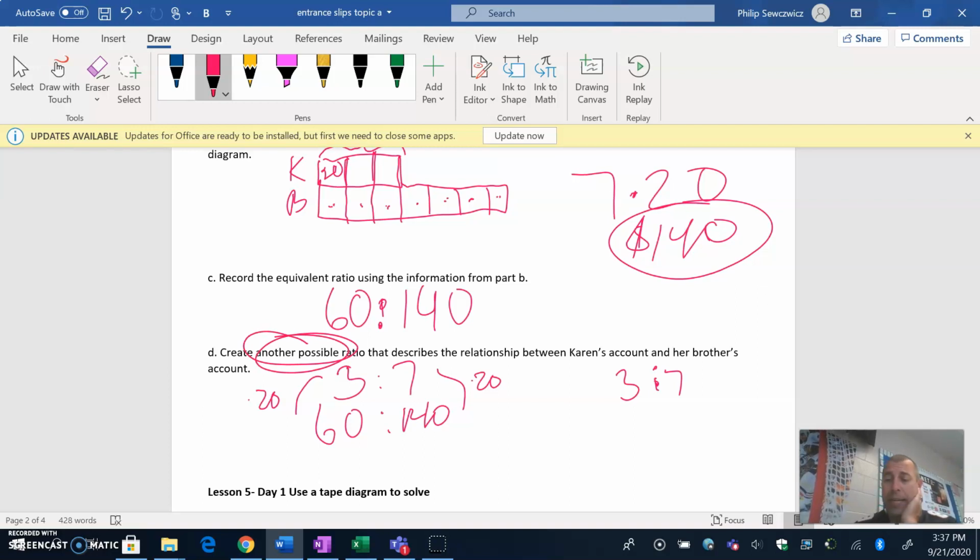So you could make it ridiculous and multiply by 762, or you could be like, let's just multiply by 2. But if you multiply this guy by 2, you gotta multiply this guy by 2. And there's your 6 to 14. That would be another ratio. So what we want to keep in mind here is if you want to create another possible ratio, all you need to do is choose another number to multiply by. But the thing here is you have to multiply both of those numbers by that number. I multiply both by 20, it's good. I multiply both by 2, it's good. So yeah, that's all it takes.